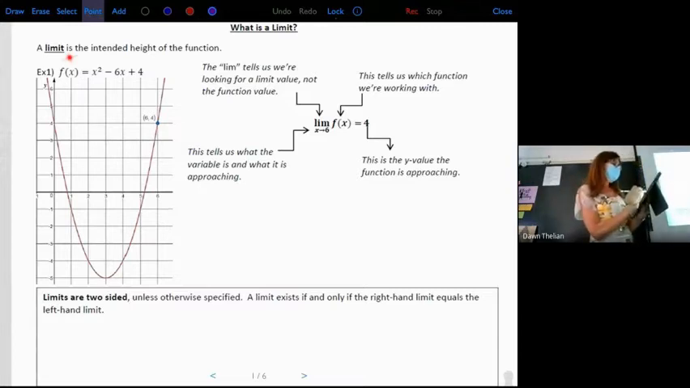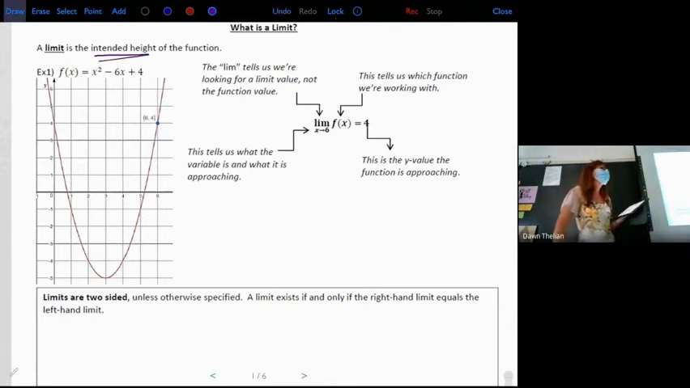A limit is the intended height of the function. Now that's a weird phrase to say, an intended height. What do we mean by an intended height? The important thing about a limit is that it isn't actually concerned about the y value. It's about the y value it's approaching.